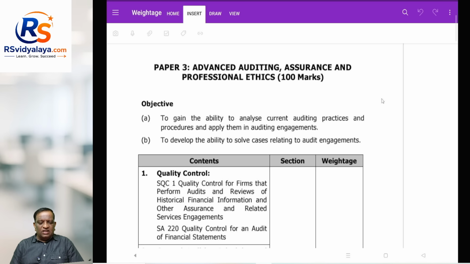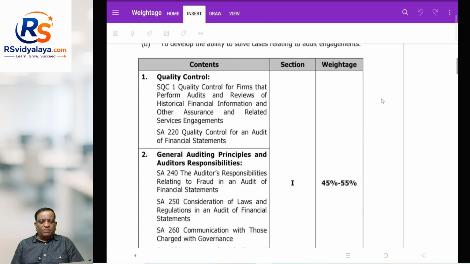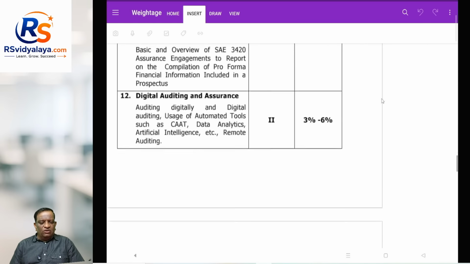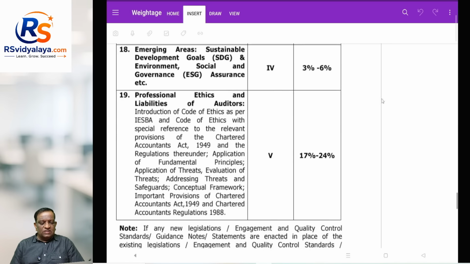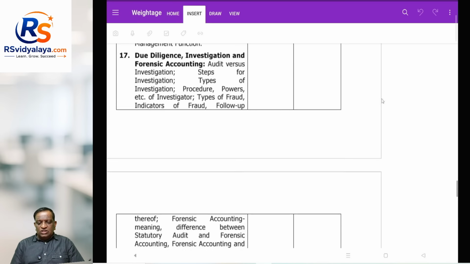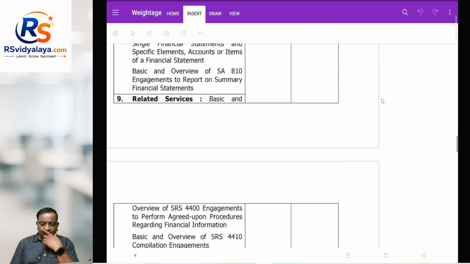If you look at this material, what you are seeing now is the one issued by ICAI on the standard chapter-wise weightage. Since you are all familiar, you would have practiced this in Inter as well. The total number of chapters is 19, and from the weightage perspective, it is divided into 5 sections, and each section carries a different weightage.